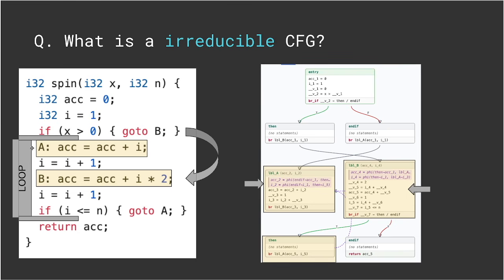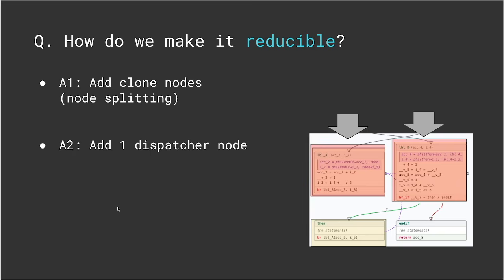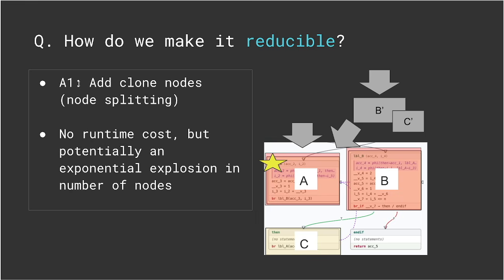If you want to structure it with while loops, the while loop requires that you put something at the top. There's some point at which you enter the while loop naturally, top to bottom. But if you have two different entry points, you have to pick one. So if you have an irreducible control flow graph, how do you turn that into a reducible one? There are two general strategies. One is to clone some nodes, also called node splitting. And the second approach is to add a dispatcher node. Let me explain approach one first.